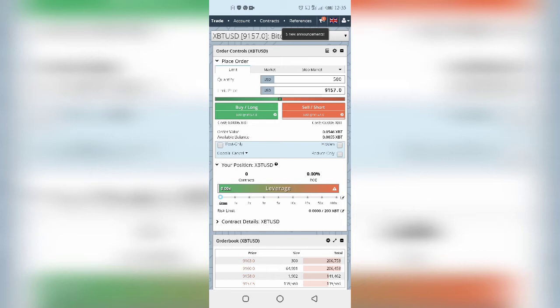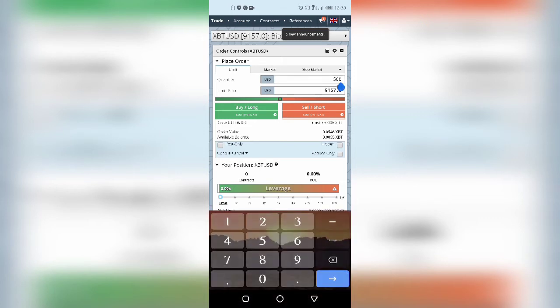First of all, let's say we are expecting that the price of Bitcoin will go up, which means we are longing the trade. We are buying long. So what you do is select your quantity. You come here to limits and select your quantity. Let's make it 5,000.